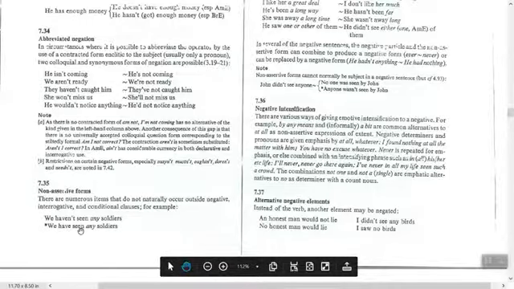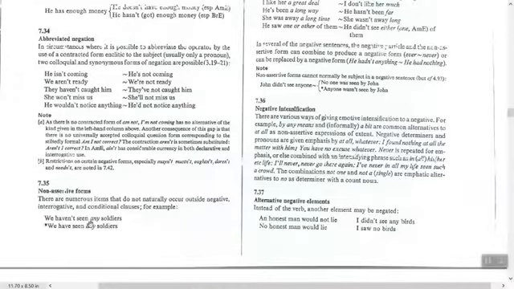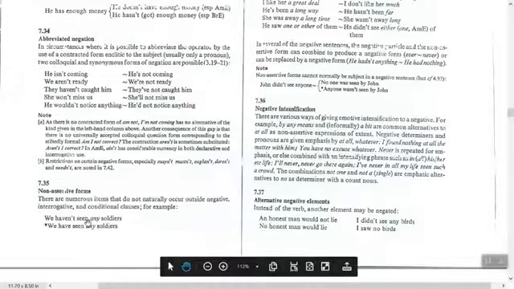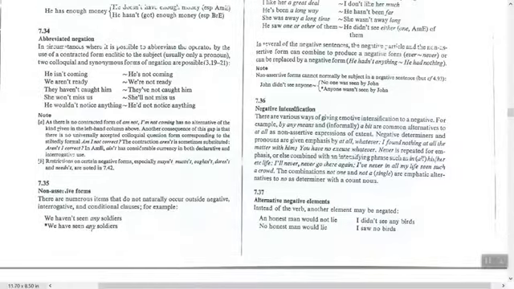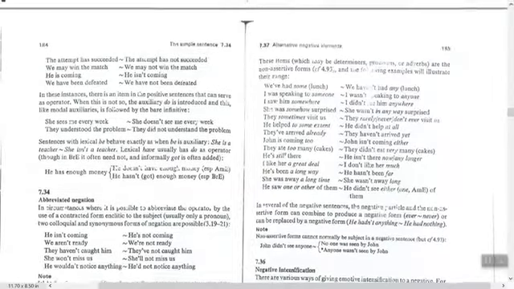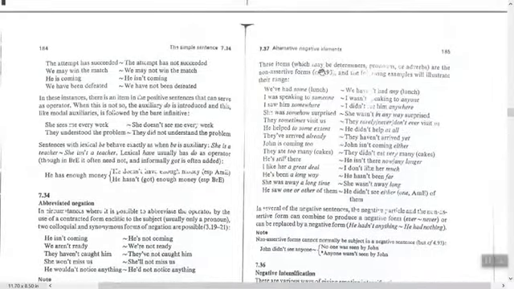Why is the sentence "we have seen any soldiers" wrong? Why can you not use any in this sentence? Because we say negative, interrogative, conditional. This sentence is not negative; it is positive, affirmative. So it's wrong. These items, which may be determiners, pronouns, adverbs, are non-assertive forms.